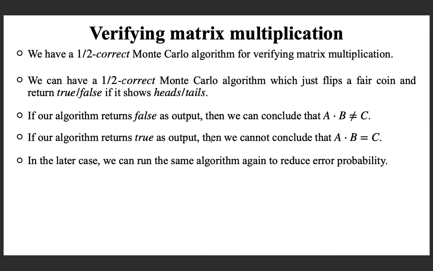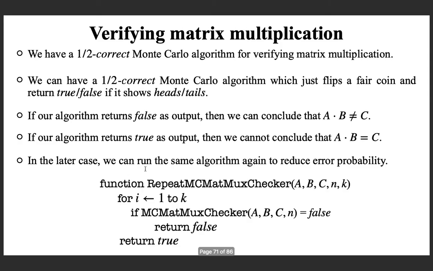So in the latter case, we can run the same algorithm again to reduce the error probability, and that is why you are getting a Monte Carlo algorithm. You run the algorithm once. If it returns false, you can stop, because it is then correct that C is not the product of A and B. But suppose the algorithm in the first execution says true, we don't know whether AB is the same as C or not.